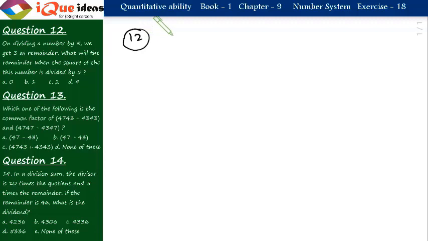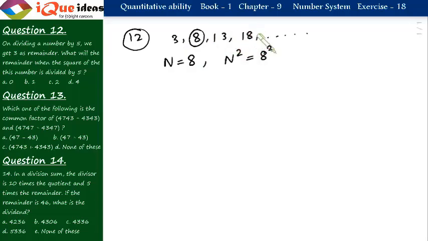Right? You can take 3 as that number, or 8, or 13, or 18. Any such number, when divided by 5, leaves remainder 3. Let's consider any one of them. Let's consider 8. So if my number is n equal to 8, let's calculate n square now. So n square will be 8 square, and that is 64.